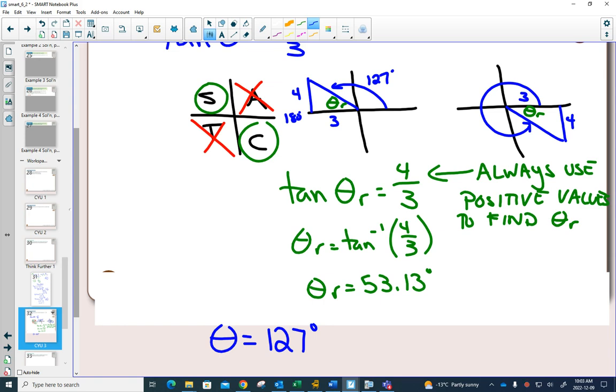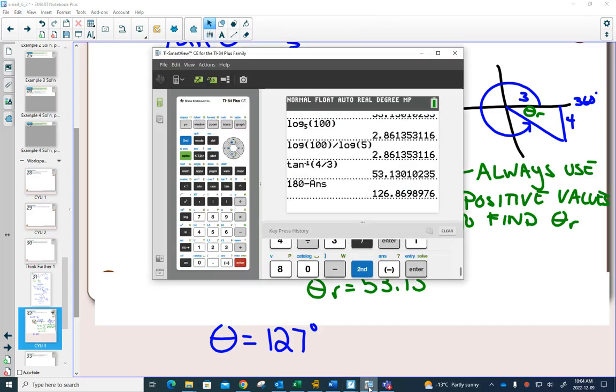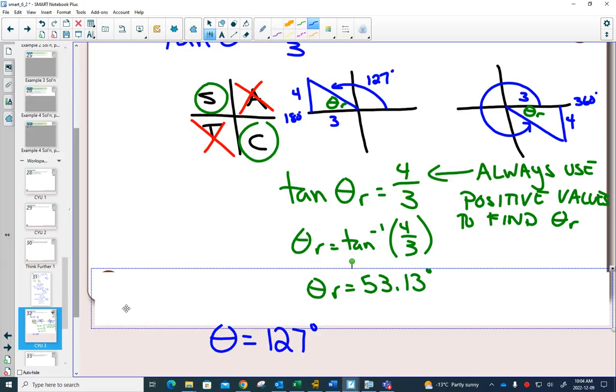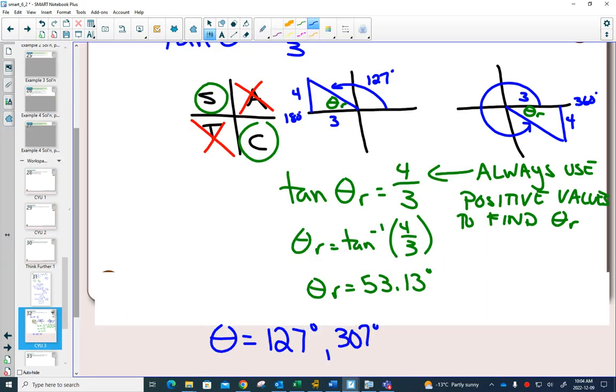Quadrant 4. Okay? Quadrant 4, if I want to find this angle and I want to use the reference angle, I could go all the way around, which is 360 degrees, and then subtract my reference angle. So 360 subtract the 53.13, I get 306.86. To the nearest degree, this one would be 307 degrees.